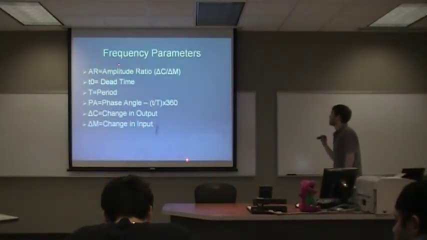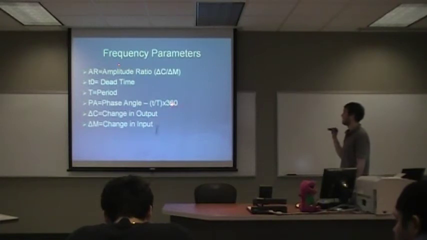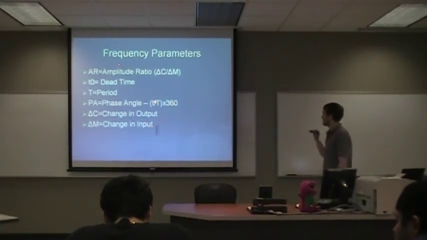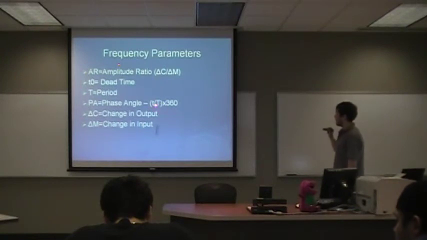Here are the frequency parameters that we'll be looking at. AR is the amplitude ratio, of course. T0 is the dead time, T is the period, and the phase angle is where you get your dead time over your period times 360, along with your change in output and change in input.